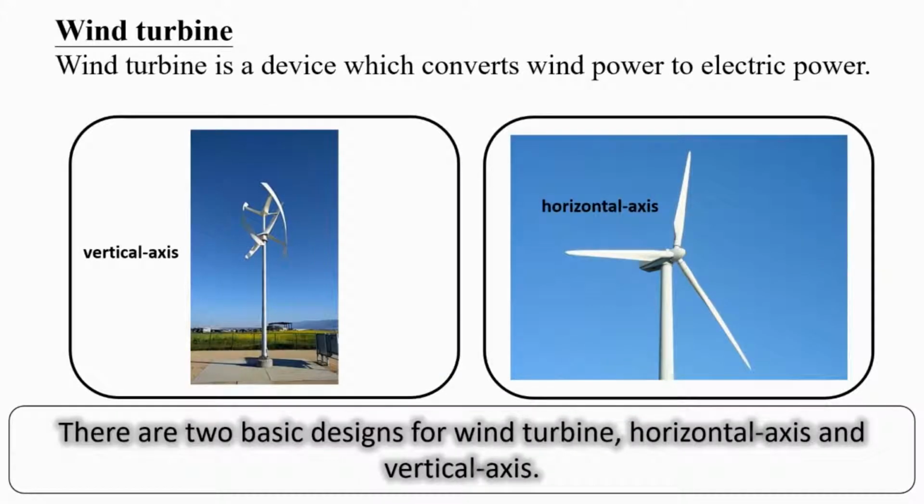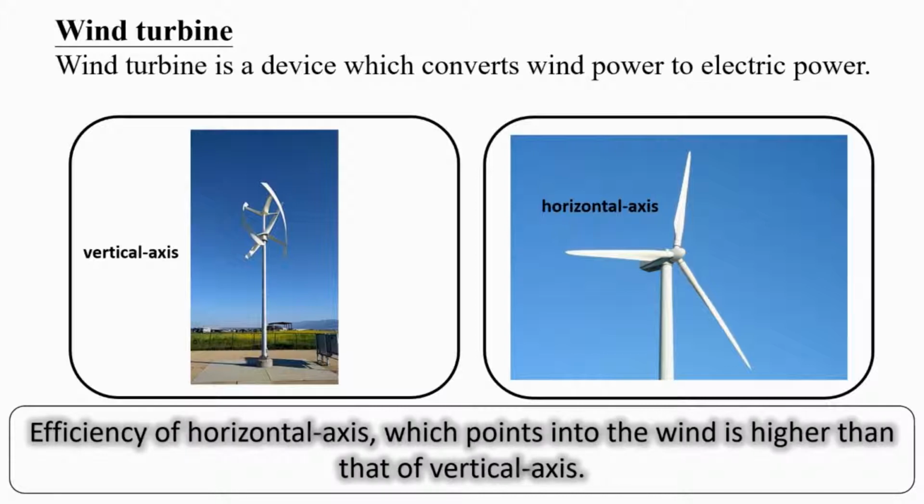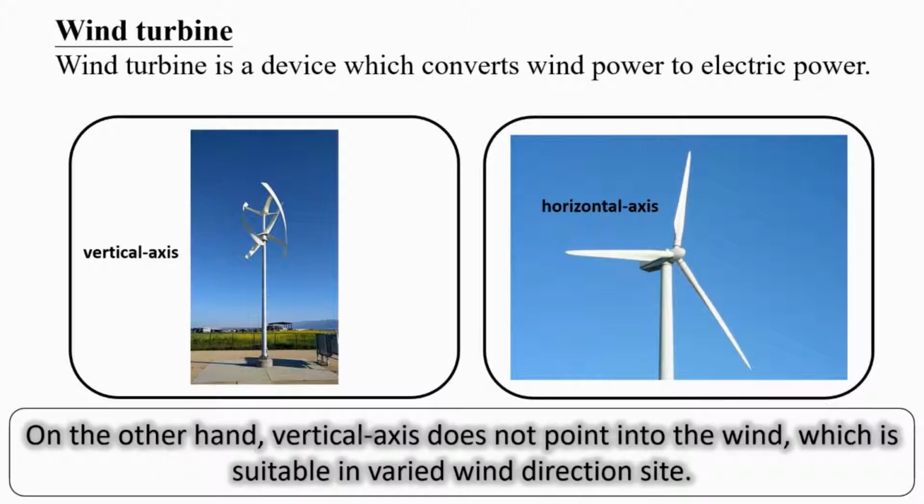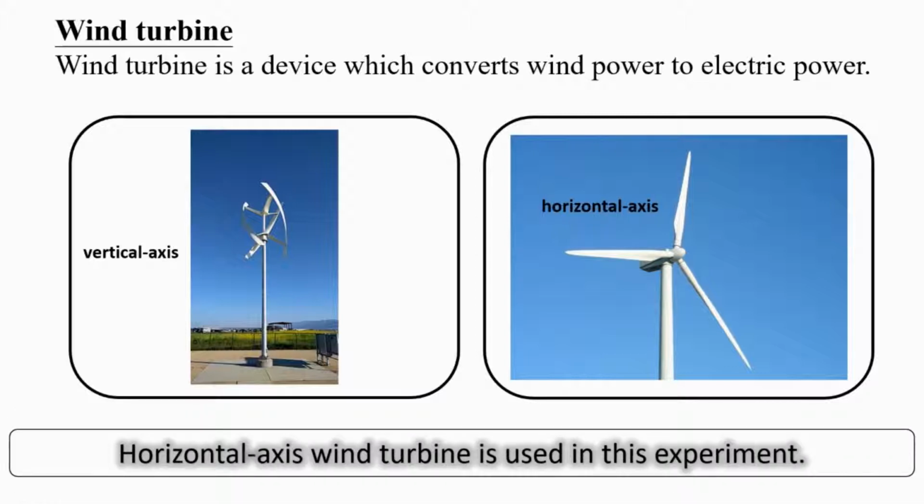There are two basic designs for wind turbine, horizontal axis and vertical axis. Efficiency of horizontal axis, which points into the wind, is higher than that of vertical axis. On the other hand, vertical axis does not point into the wind, which is suitable in varied wind direction site. Horizontal axis wind turbine is used in this experiment.